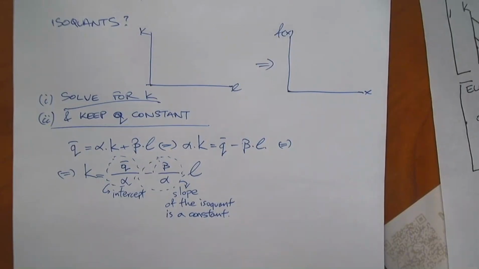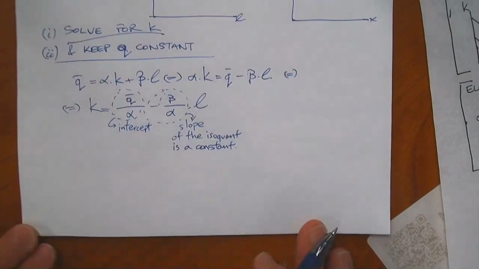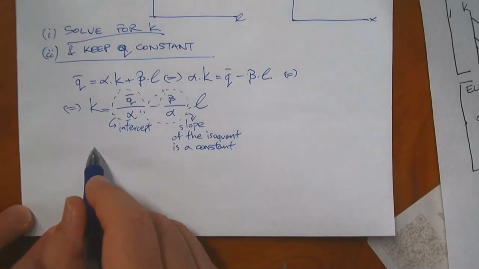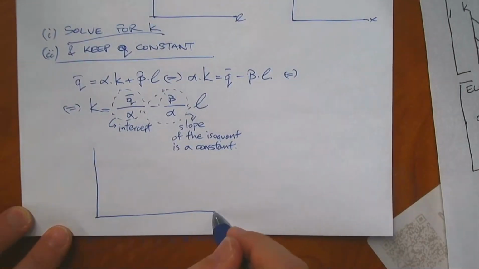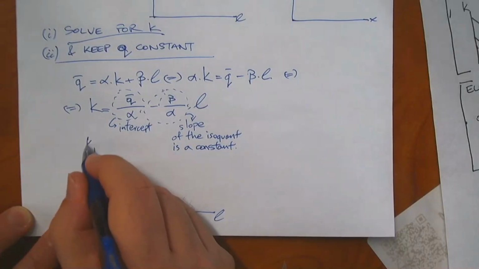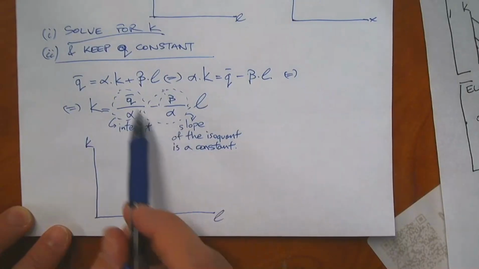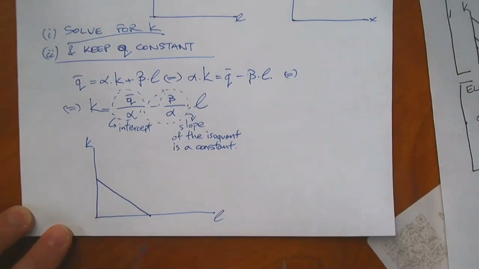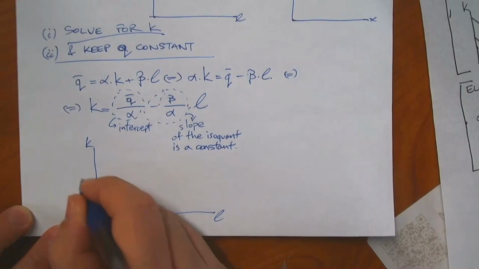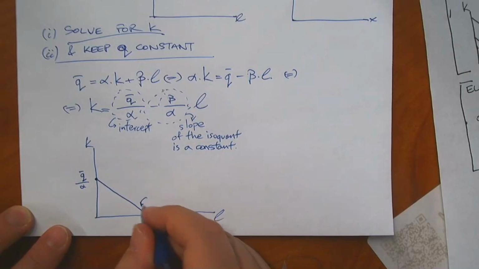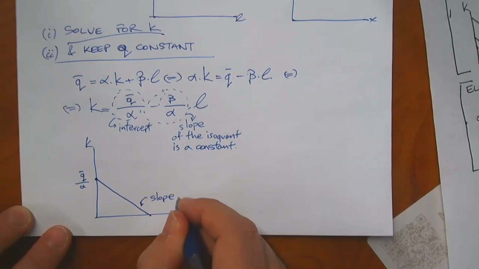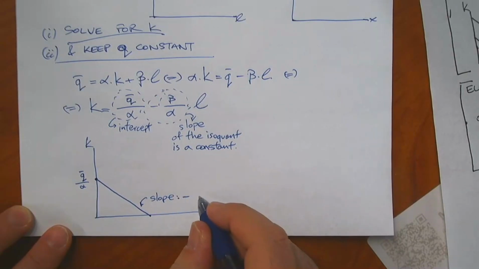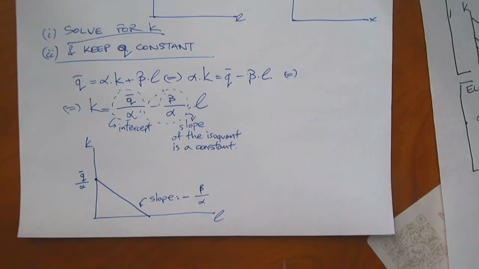If you want, you can draw this, right? We know how to draw straight lines once we have an intercept. L here, K here, and it's a positive intercept, negative slope. It's going to look something like this. What's going to be the value of the intercept? That is going to be Q divided by alpha, and the slope here is going to be minus beta divided by alpha. Does that make sense for everyone?